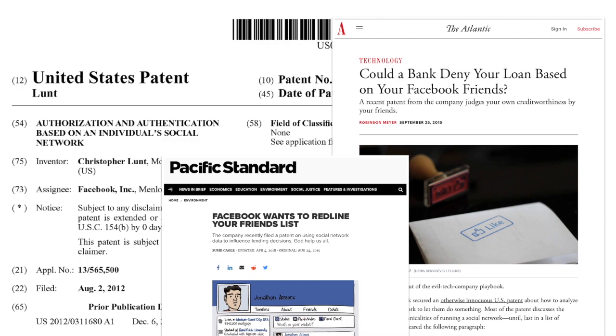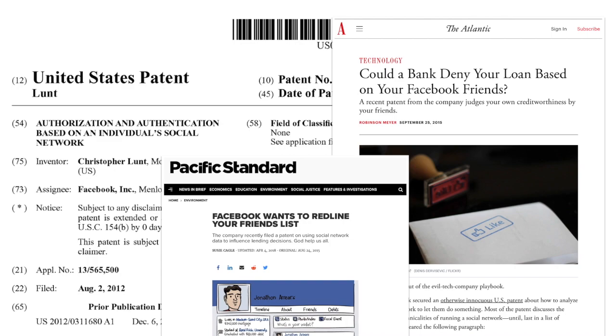Facebook caused quite a lot of fuss when it became clear that it had secured a patent on a scheme that decided your creditworthiness based on the creditworthiness of your friends. And so there was a lot of talk about how, if you were going to the bank, you might have to start deleting from Facebook the friends that had low credit ratings. So some people felt this was particularly unfair and particularly harsh.